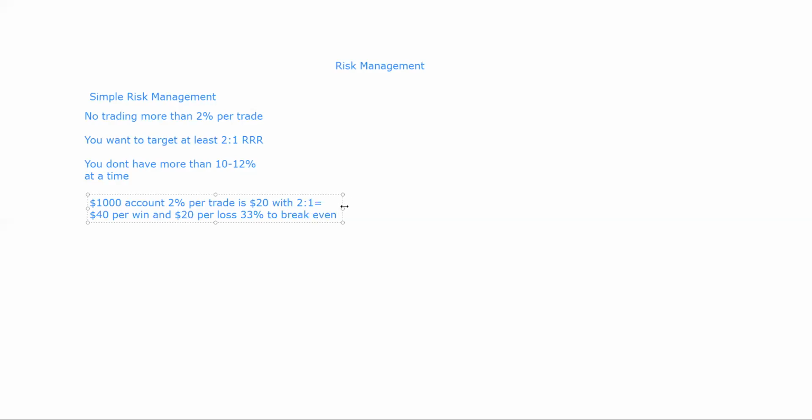Now, does that take some pressure off of you to know that all you have to do is be 33% to break even with this risk management plan? And if you were 50% correct, you would be profitable. If I learned this when I first started trading, my trading story would have been completely different. If I learned this right here, 33% to break even if all of my trades are 2-to-1. But here, that's the simple risk management.